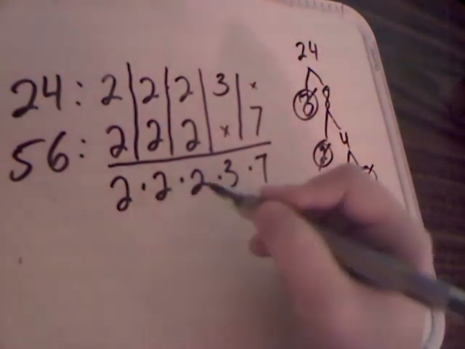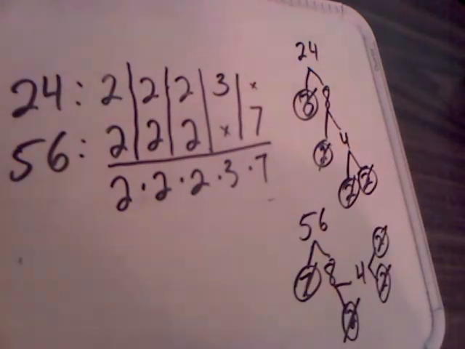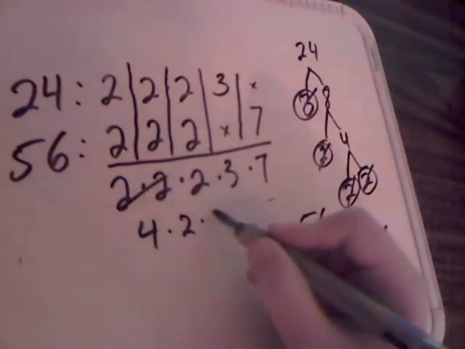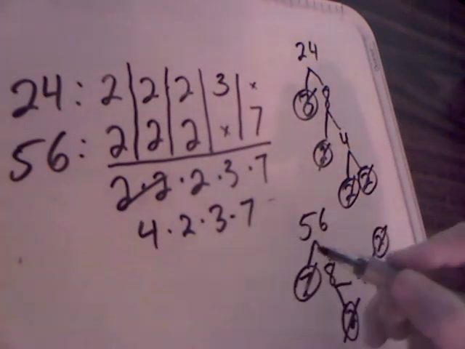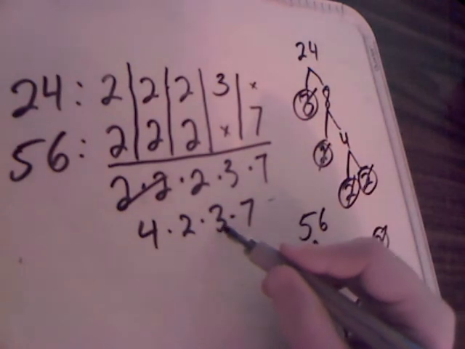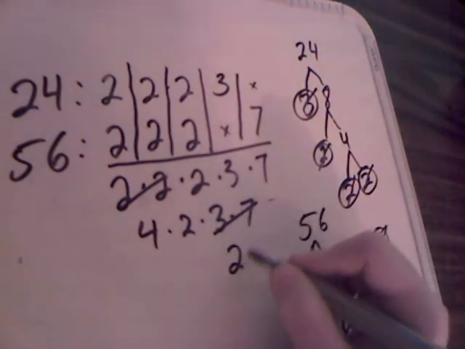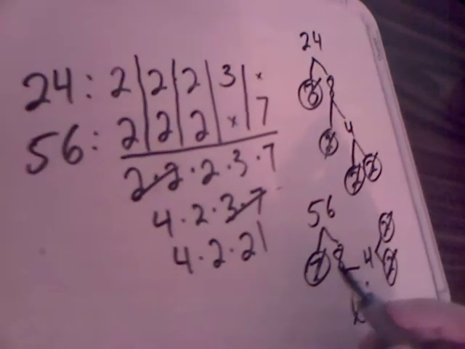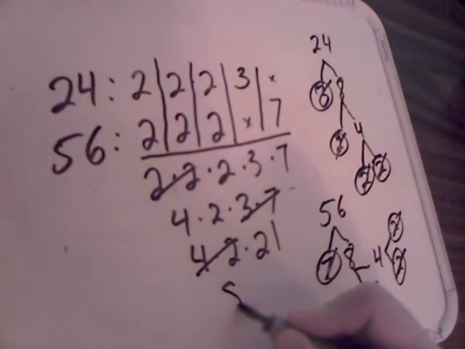So we're left with 2 times 2 times 2 times 3 times 7. 2 times 2 is 4, times 2 times 3 times 7. Because we're multiplying, we can change the order up a little bit. So I'm going to change this 3 times 7. I'm going to do that. And I'm going to say 3 times 7 is 21. Copy down everything else I didn't touch. Then we have 4 times 2, which is 8.